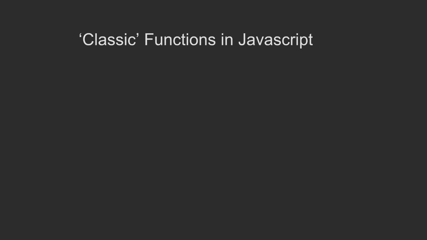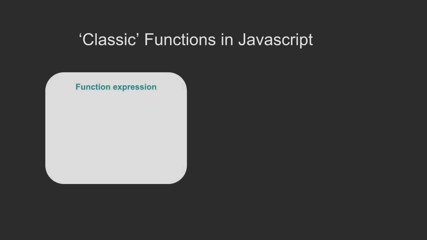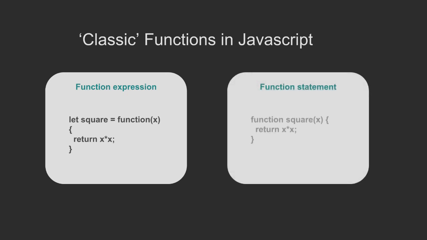When we say classic functions, we mean function statements and function expressions. If you are not familiar with them, have a look at our video regarding the same topic here. Basically, these were the two ways in which we could create functions before ES6 came along and simplified our lives. Let us see how. ES6 introduced the arrow function syntax for representing functions.